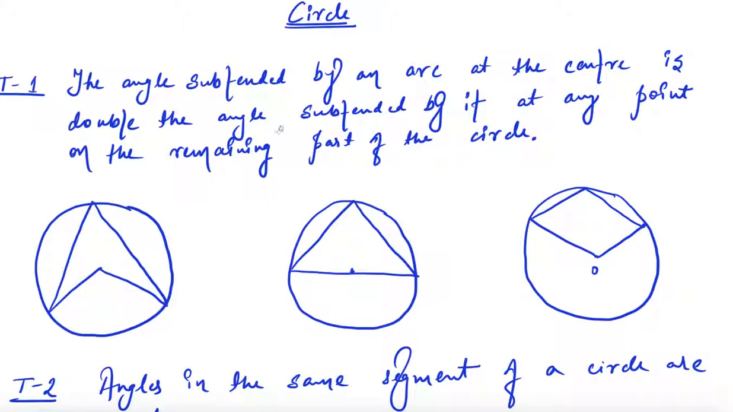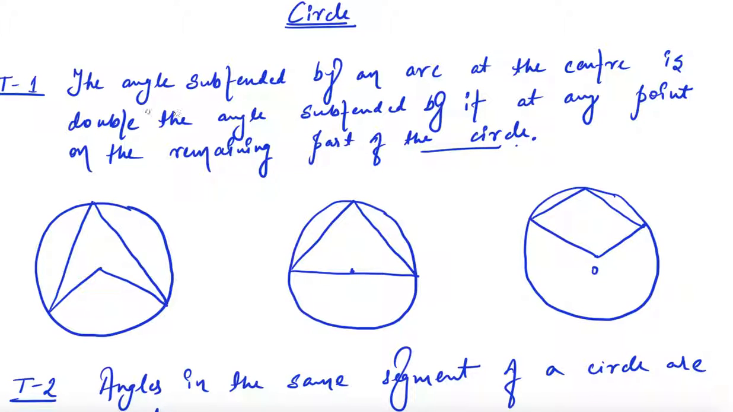So now in this video, we'll be seeing two other important theorems related to circles, arcs and chords. Let us start with the first theorem. The angle subtended by an arc at the center is double the angle subtended by it at any point on the remaining part of the circle.